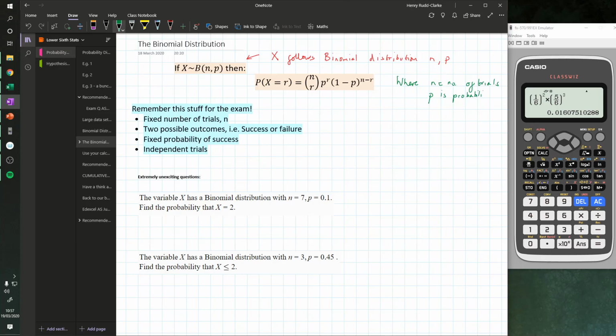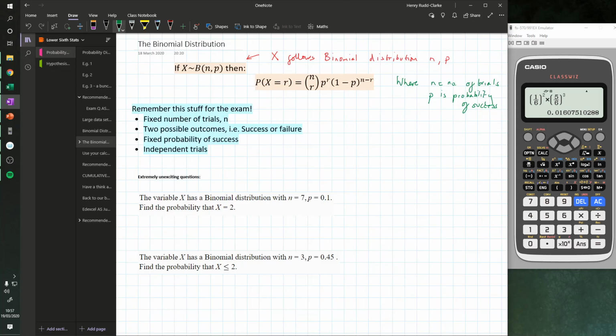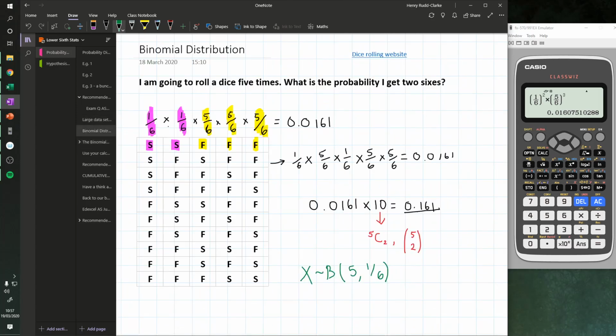So in our dice we did 5 trials. The probability of success was 1/6. So I would go back here and I would say for this one that x follows, in this case where x is the number of 6s rolled, x follows the binomial of 5, 1/6. So n, p. The probability of success is a 6th. There are 5 trials.